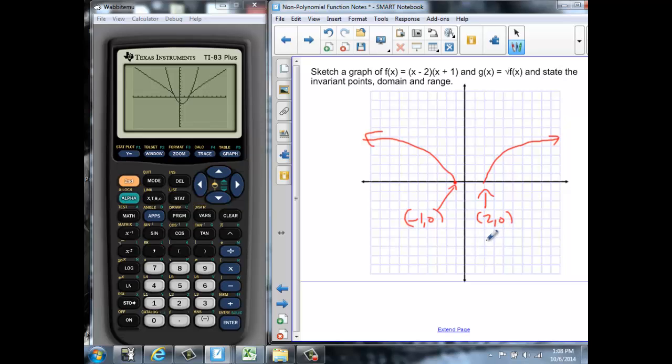So if I asked you for the domain of the graph, here's one way of writing the domain. You could have said x has to be less than or equal to negative 1, or x has to be greater than or equal to 2. That's one way of writing domain. Another valid way of writing domain is you're going to go from negative infinity to negative 1, or you're going to go from 2 to positive infinity. That's a valid way of writing it. That's your domain. What about your range? Greater than 0. Yeah, it's almost always greater than 0.